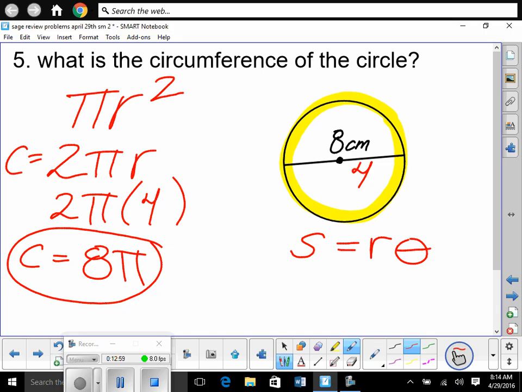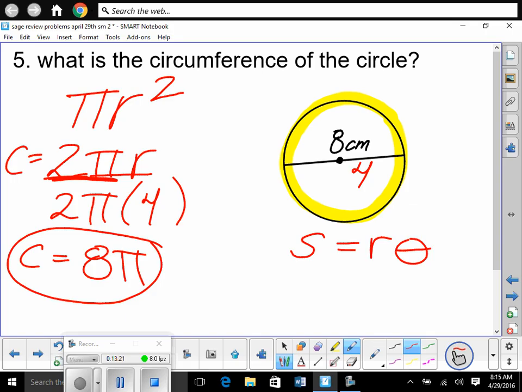So isn't this full circle 360 degrees? In radians, 360 degrees is 2 pi, right? So look, there is theta as radians, 2 pi. Do you see that? Then times the radius, which is 4. So that's what we got, 8 pi.